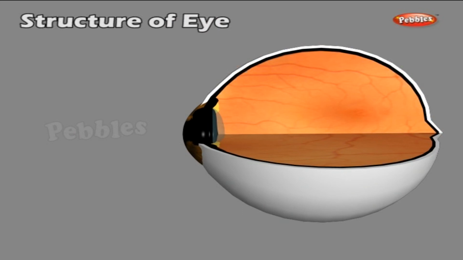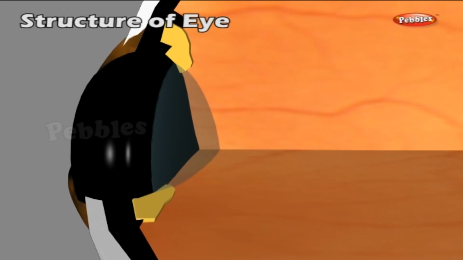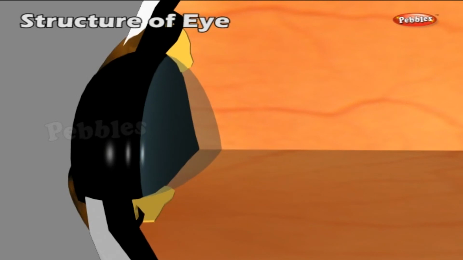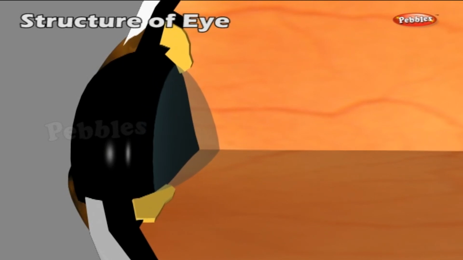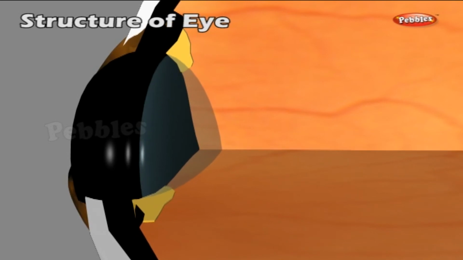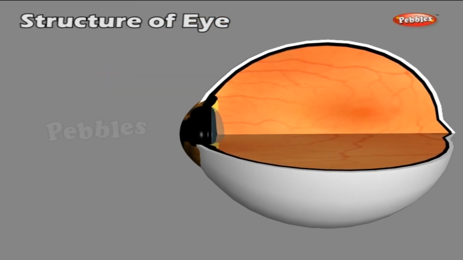It regulates the amount of light entering the eye. In strong light, the pupil contracts so as to admit less light, whereas in dim light it expands so as to admit as much light as required.